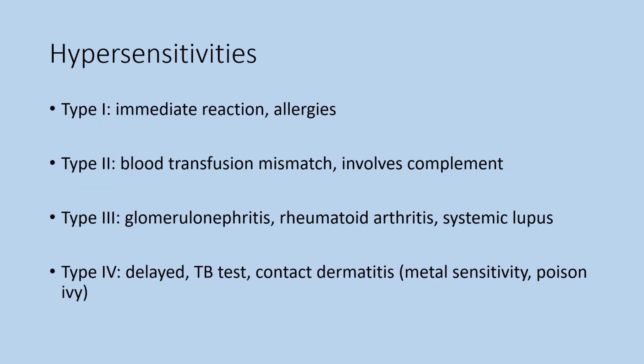Hypersensitivities. Once again, sometimes that immune system is working a little bit too good. There's 4 different types. Type 1, this is where you have an immediate reaction. This is where your allergies are going to play a role. It's really a case of your immune system is just a little too good.